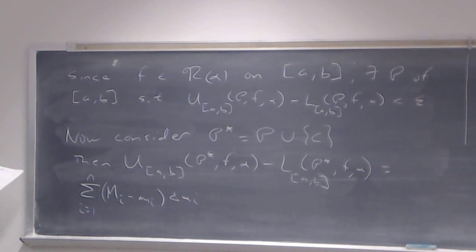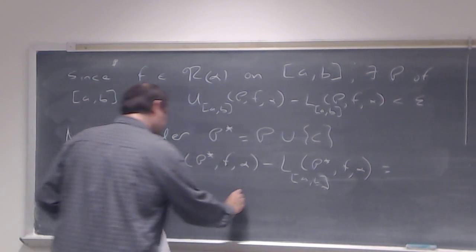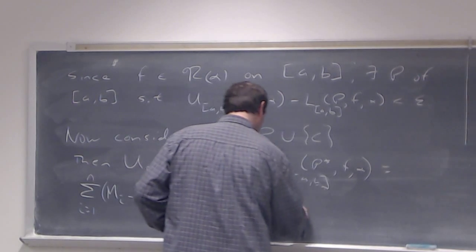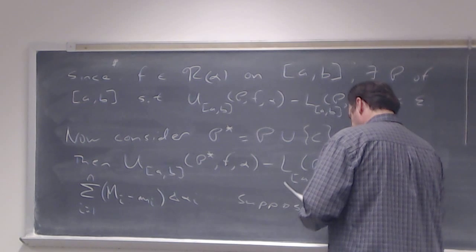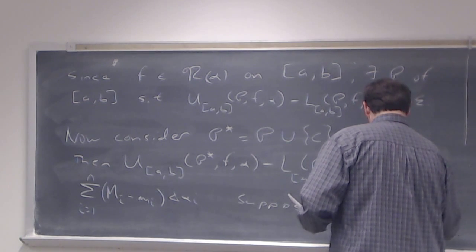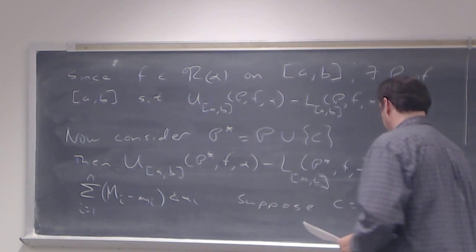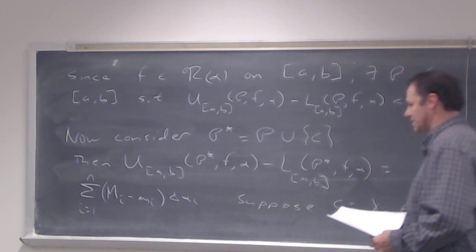Okay. Now what we're going to do is suppose c is equal to, I'm going to call it x sub j, which is an element of the partition P star. So I'm going to label c as x sub j.